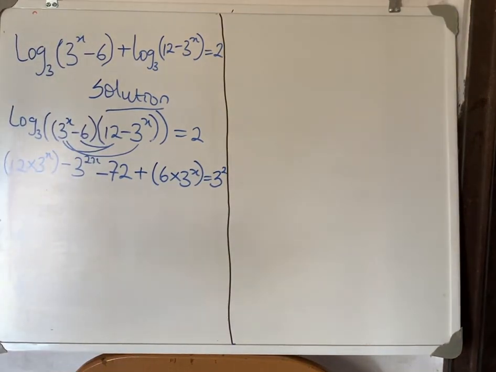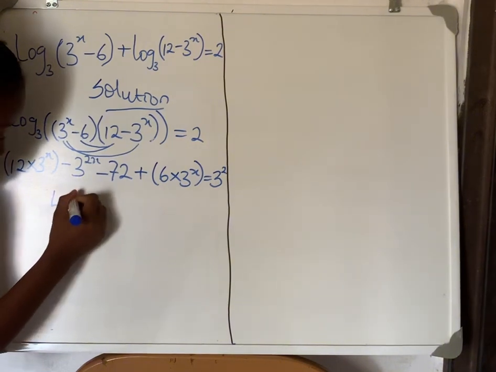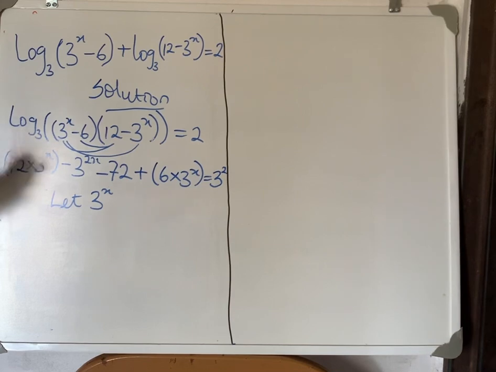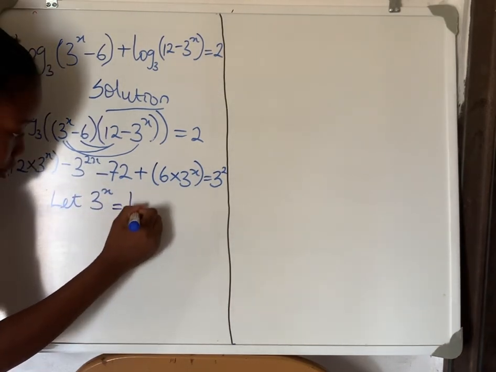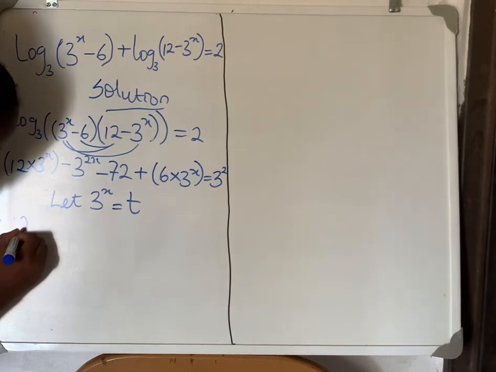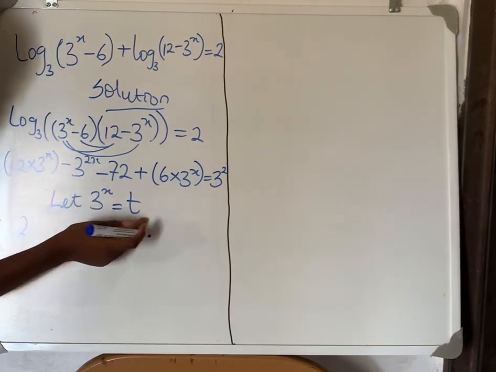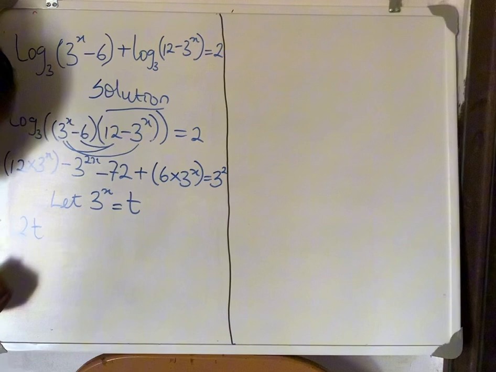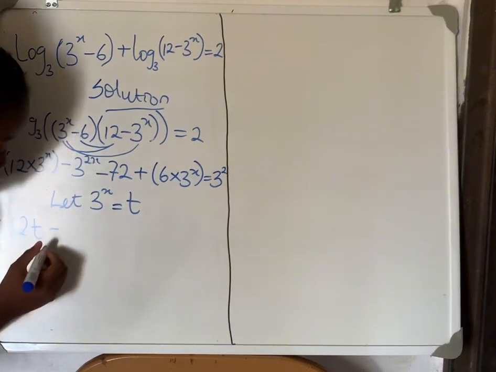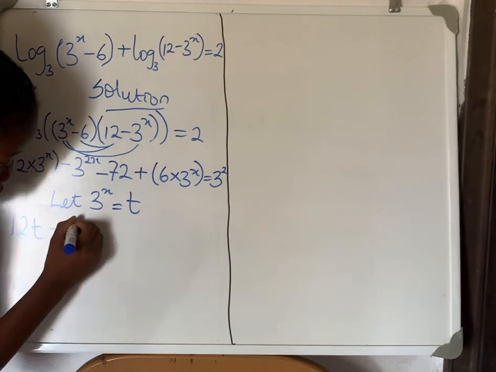Since we have 3 raised to the power of 2, what do we say now? We look at it and we notice that we cannot solve it straight away. So we say, let 3 raised to the power of x, because when you look, you see that 3 raised to the power of x is literally everywhere, be equal to t. So since it's equal to t, you come here, you have 12 times 3 raised to the power of x, which is t now. So it will be 12t. So minus 3 raised to the power of 2x will now be equal to minus t squared.